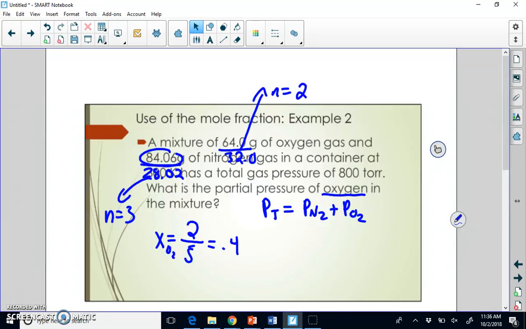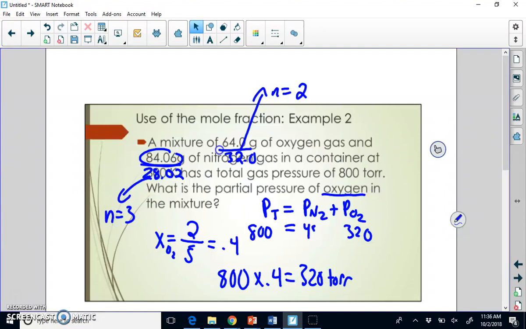And again, to find the pressure of oxygen, we just take the total pressure, which is 800, and multiply it by the mole fraction. So 800 times 0.4 is 320, which is the partial pressure of oxygen. Now this question, you're done at this point. But just to show you, if this is 320, and we know the total pressure is 800, then it's a simple subtraction, 800 minus 320, to find the partial pressure of nitrogen.